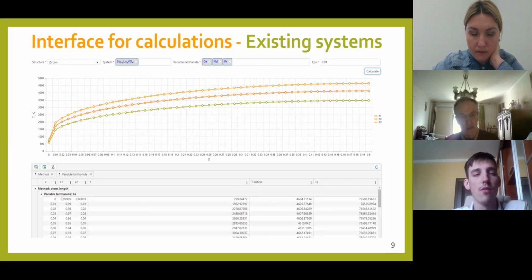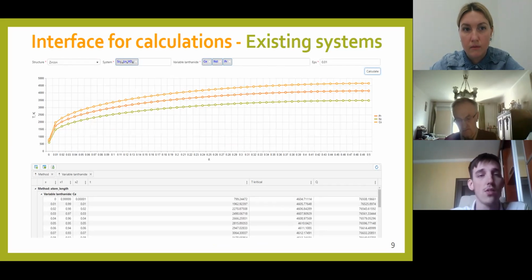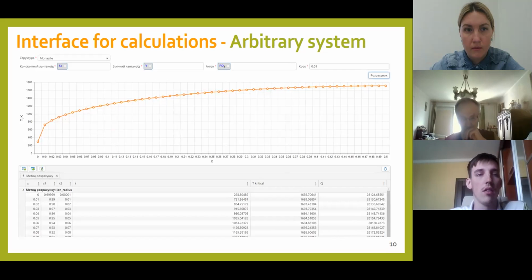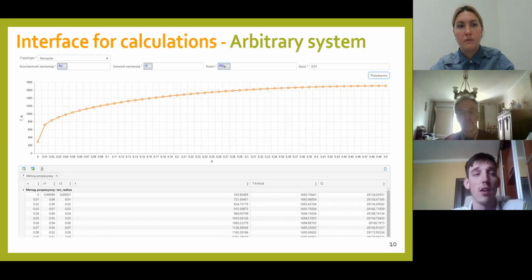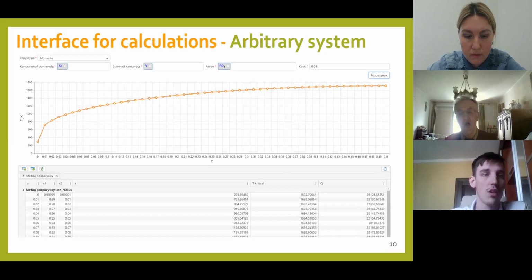This slide provides the interface for predicting existing systems. First, you need to select the structure, system, variable, and epsilon, and click the button calculate. And we will have the graphic and the table with results. Here we can see the interface for calculations of an arbitrary system. Here you should choose the structure, constant cation, changeable anion, step, and click the button calculate again. And we will have the graphic and the table.